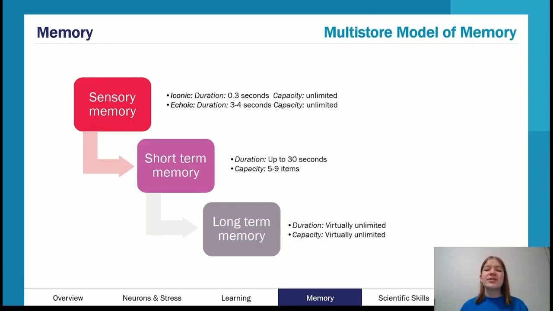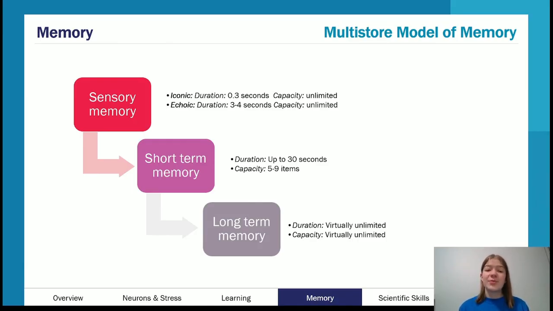So let's first look at the Atkinson-Shiffrin multi-store model of memory. This is something that has been in for quite a while. We have our iconic memory, which has a very short duration and unlimited capacity, and echoic memory, a bit of a larger duration, a few seconds, but still an unlimited capacity. So our sensory memory has sensory information coming in, and we can take a huge amount of information for a very short time, and then we select what we're going to pay attention to, and that's what goes into our short-term memory. Our short-term memory has a duration of up to about 30 seconds and a capacity of 7 plus or minus 2 items, which you could also write as 5 to 9.